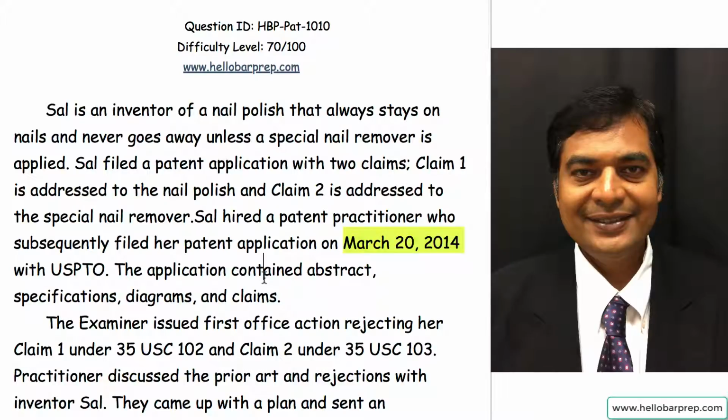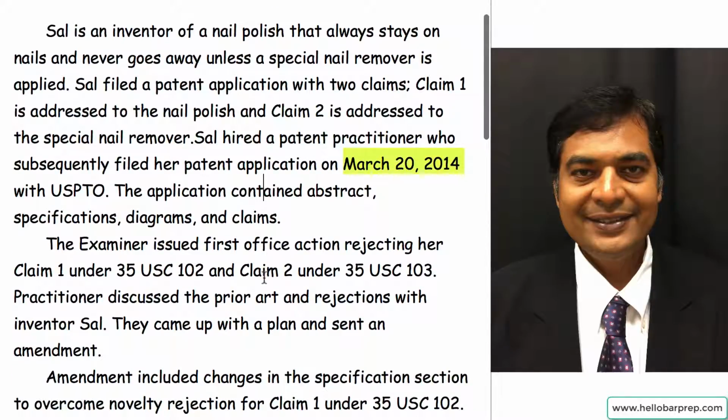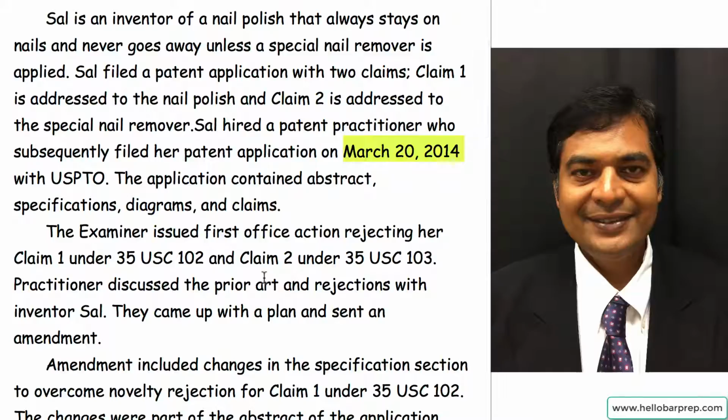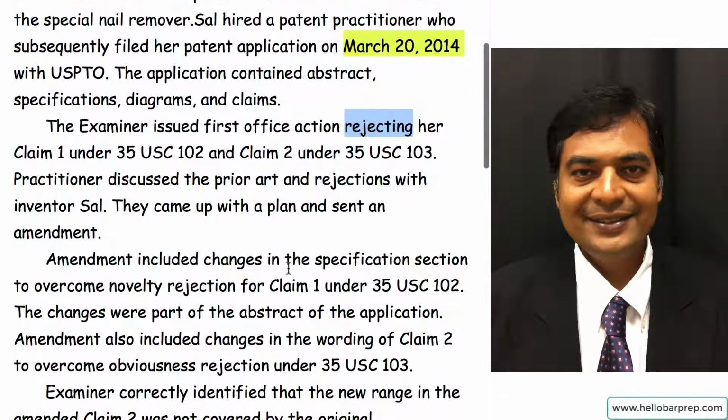The application contains an abstract, specifications, diagrams, and claims. So let's keep that in mind. What it contains may not be necessary. Maybe we don't know yet. The examiner here issues a first office action rejecting her claim 1 under 35 USC 102 and claim 2 under 35 USC 103. So we highlight rejection. The practitioner discussed this with the client and they came up with a game plan.